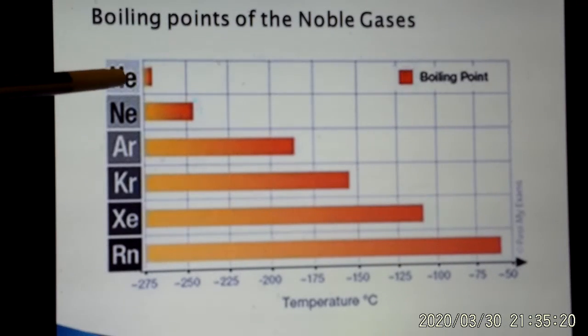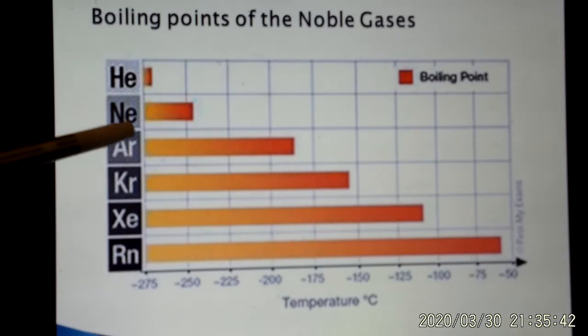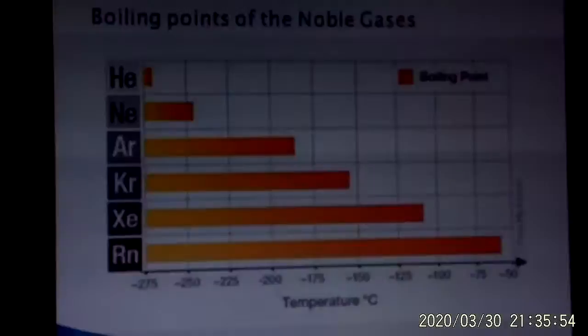The only thing is the temporary dipole that's produced by the electrons. And you can see as I increase my size, because of the polarizability of those electrons, right? Remember, polarizability is the same as the squishiness. So you can move those electrons more easily, something like radon and xenon, than you can in helium and neon. You can see that my boiling point has increased. Okay, and that's because I have a greater surface area, and so I can have a larger London dispersion force.